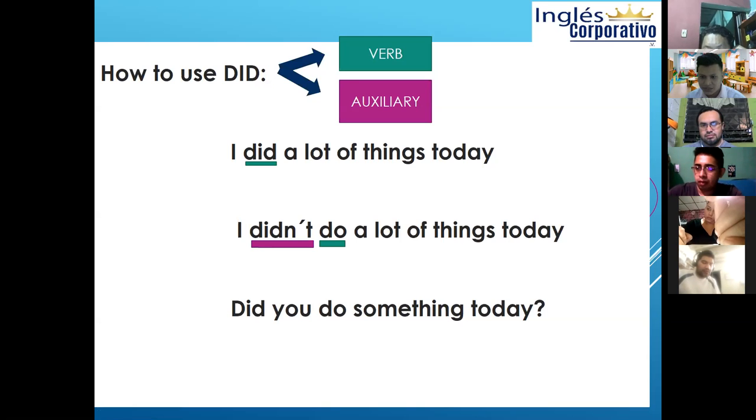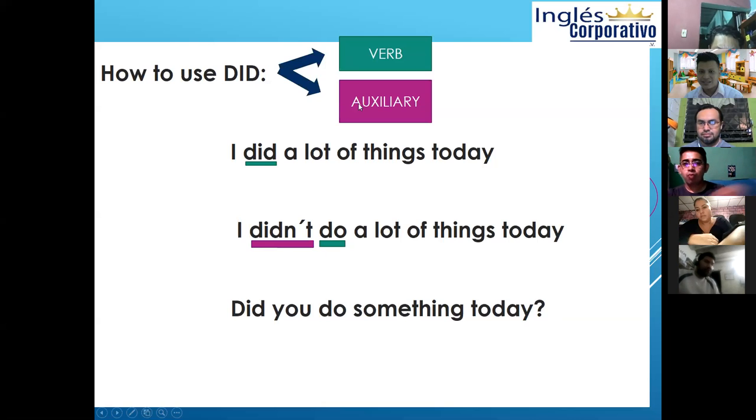Wendy, can you help me to read it, please? Did you do something today? Really good. That's a question, right? Okay, what's happened here? ¿Qué hacemos con did? We're gonna put it at the beginning because it's a question. Porque es una pregunta. Si aquí tuviera WH word, iría antes todavía de did. But now we're gonna use with did.